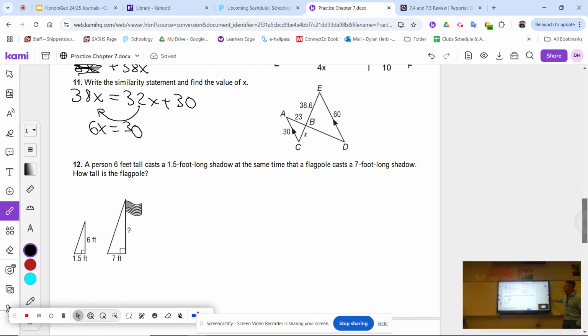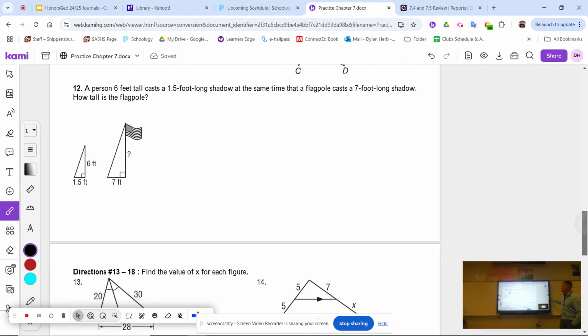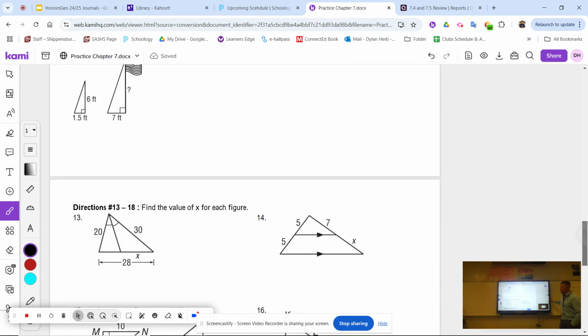Write the similarity statement. Because you have vertical angles and you have parallel lines, the angles that correspond to each other actually cross opposite. So be careful there. Your x should be corresponding to the 38.6. So x is to the 38.6 as 30 is to 60. So really your answer is just half of that 38.6, which is what, 19.3? 19.3. We'll skip over that one because we did two very similar questions at the top there.